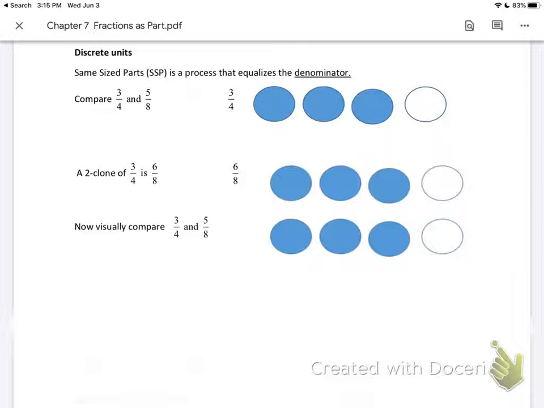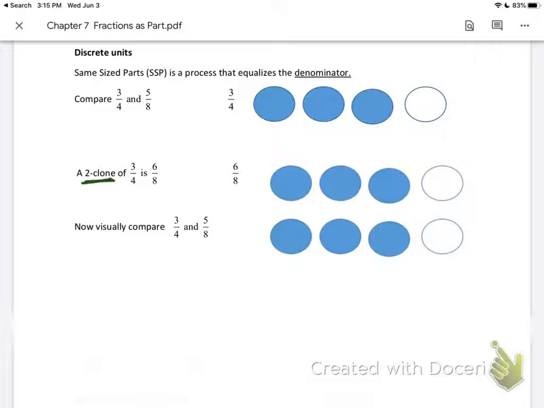And here's an example of discrete units. You can compare 3/4 with 5/8. If I go for the same size parts, it's a process that is going to equalize the denominators. So they do a system called cloning. So a 2 clone of 4. You want to have the denominators be the same, so you're going to multiply the numerator and the denominator of the 3/4 by 2, and you get 6/8. Doing that clone allows you now to compare these two.